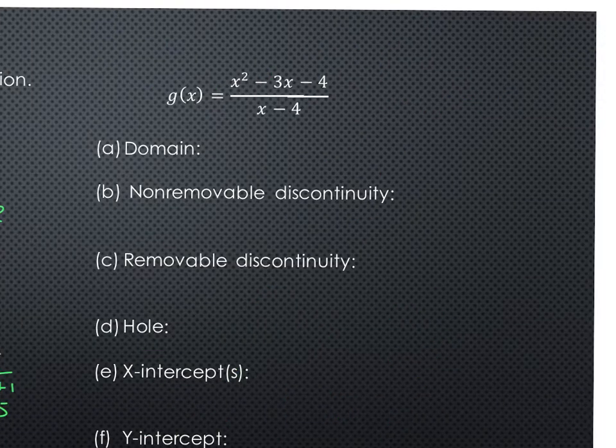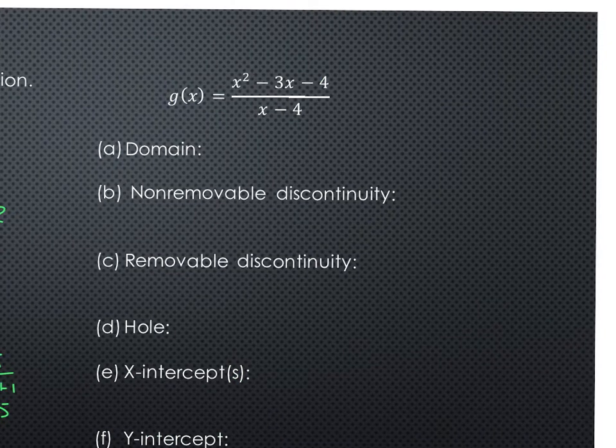Ta-da! Example you try. In our next example, again, I would probably put it in factored form if I can. The numerator will factor to x minus 4, x plus 1. Now, notice what happens this time. The x minus 4s are going to reduce, and we're just left with x plus 1.